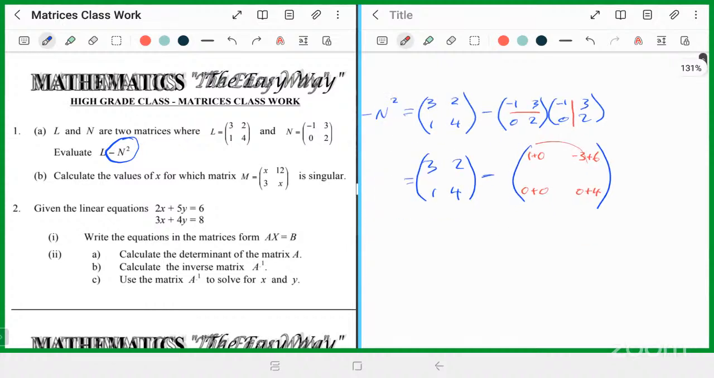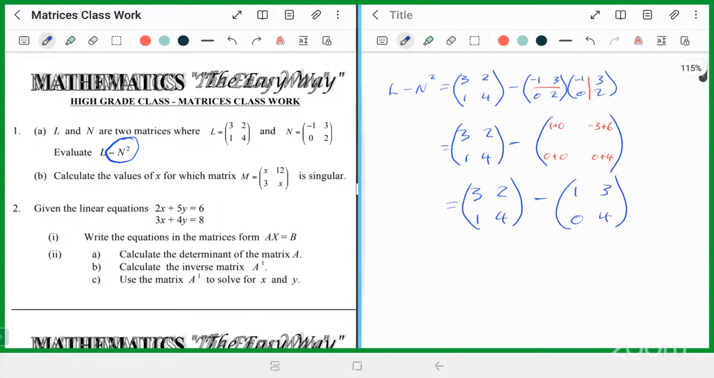So this now becomes your n squared. I'm just going to consolidate the values in the next line. So it becomes 3, 2, 1, 4 minus, and this matrix now becomes 1 plus 0 is 1. -3 plus 6 is the same as 6 minus 3, which is 3. 0 plus 0 is 0 right here. And 0 plus 4 is 4.